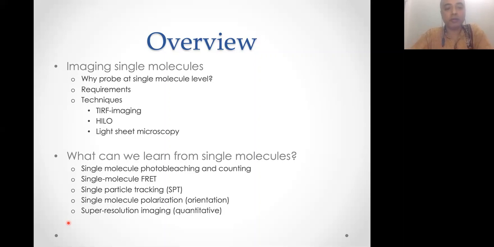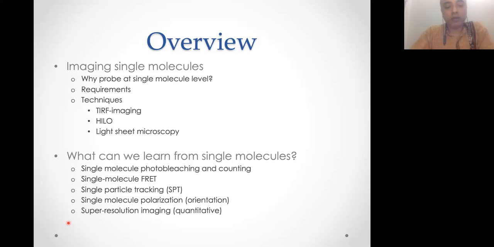So we will see what the requirements are. What do you really need to do to be able to see a single molecule? What do you really need? I'll discuss some of the techniques that are commonly used, though sometimes briefly because some of them have been covered to a certain extent, but feel free to stop me if there is something that hasn't been covered before.